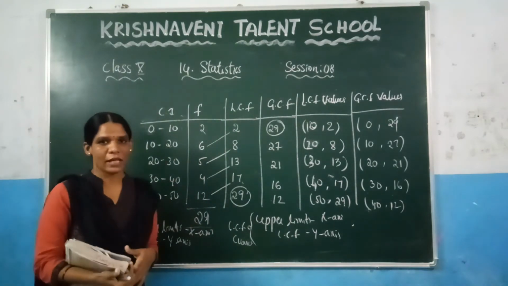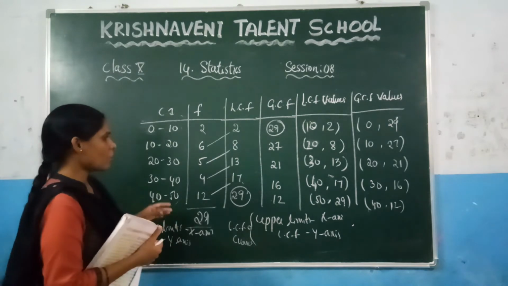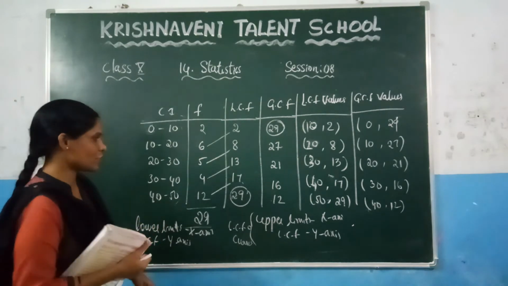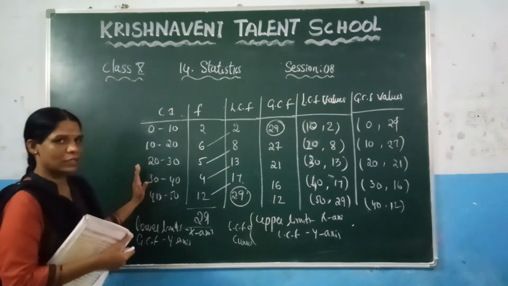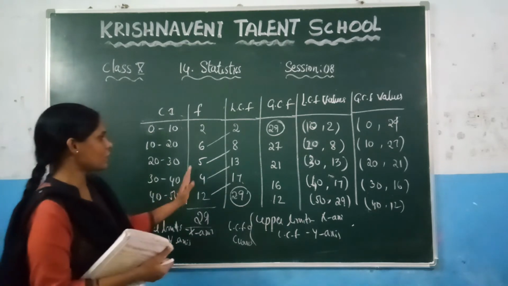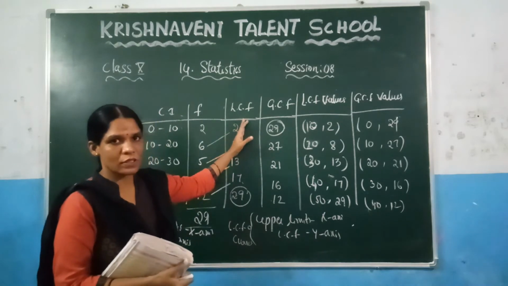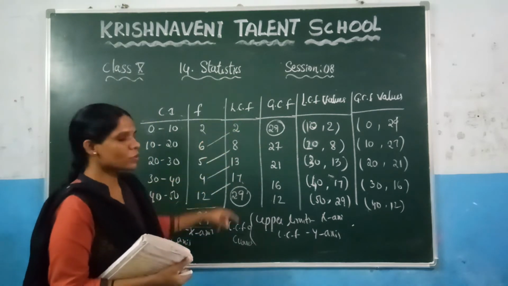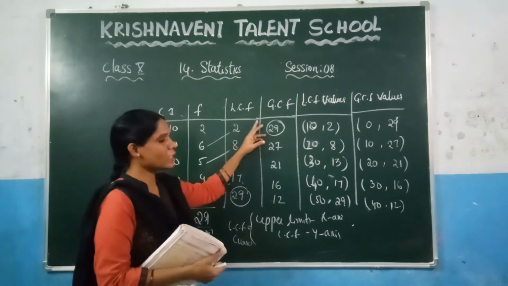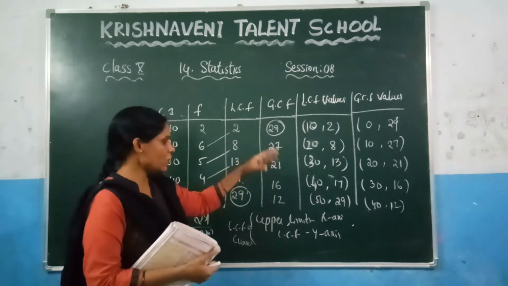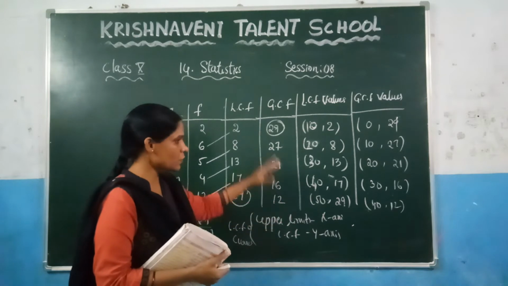Before that you need to calculate the points. So by this process you will calculate. What is given here? They will give the class intervals and they will give the frequencies. While calculating the less cumulative frequencies you need to go from the top to the bottom. And while calculating the greater cumulative frequency values you need to go from the bottom to the top.